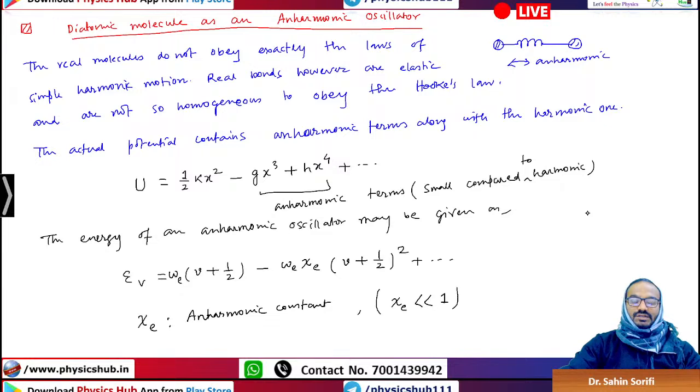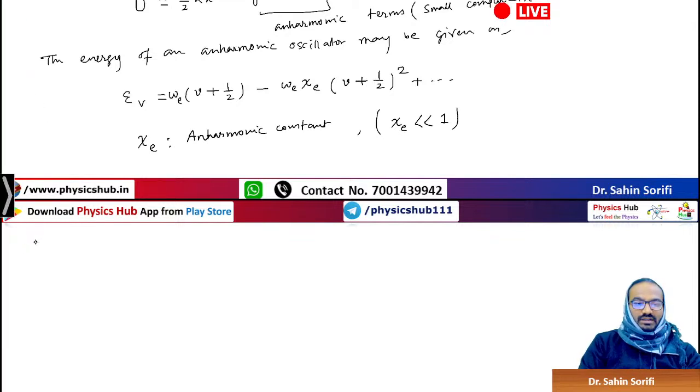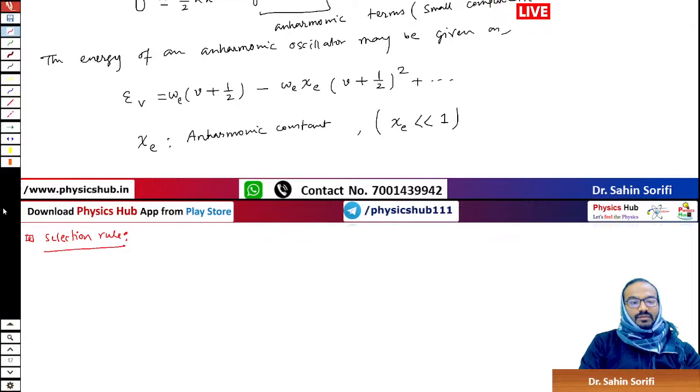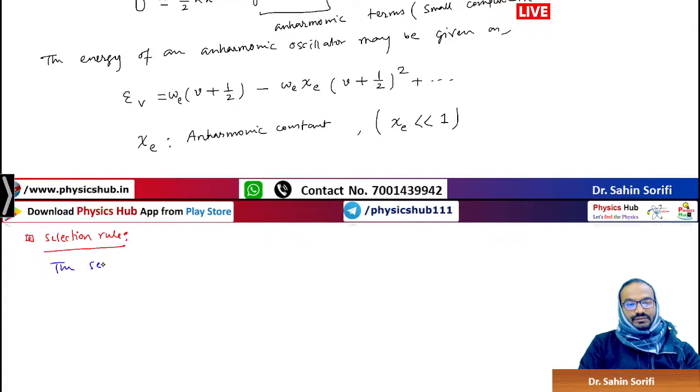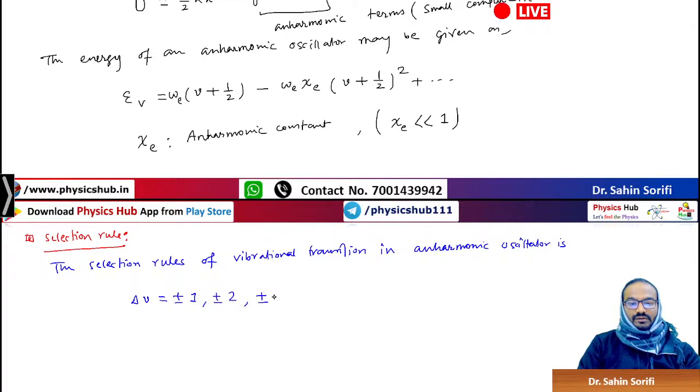Now for the previous case, the selection rule, we have seen that delta V equals plus minus 1. But for the anharmonic case, the selection rule is a little bit flexible. Here the selection rule contains some other terms as well. Selection rules for the transition of different levels in an anharmonic oscillator are a little bit relaxed. The selection rule of vibrational transition in an anharmonic oscillator is delta V equals, look, previously it was only plus minus 1, but now it is also possible with plus minus 2, plus minus 3, and so on.